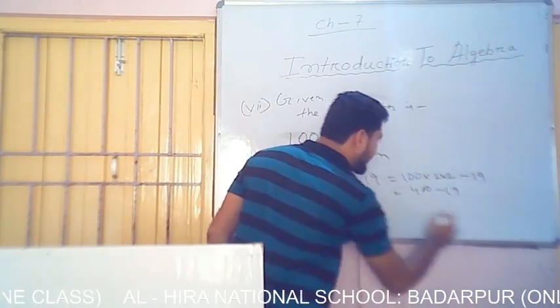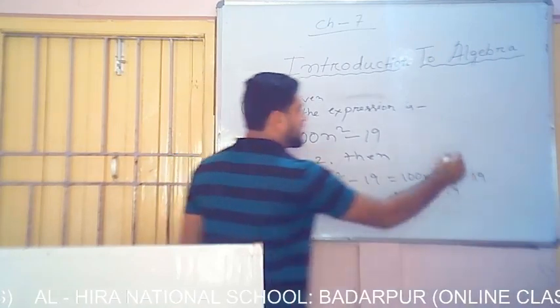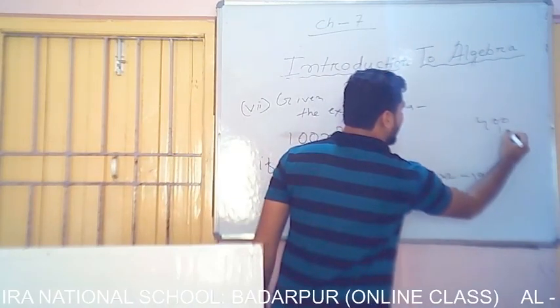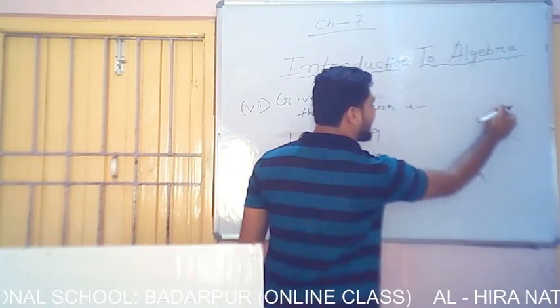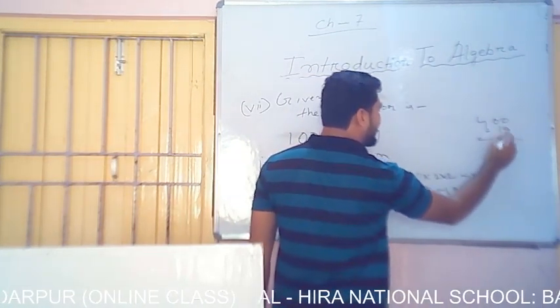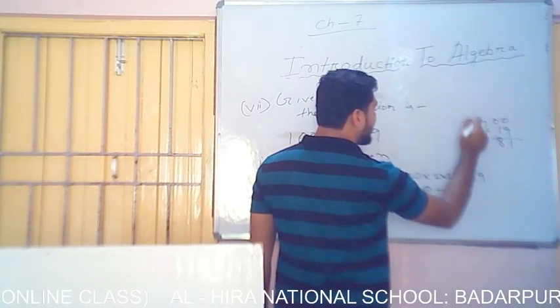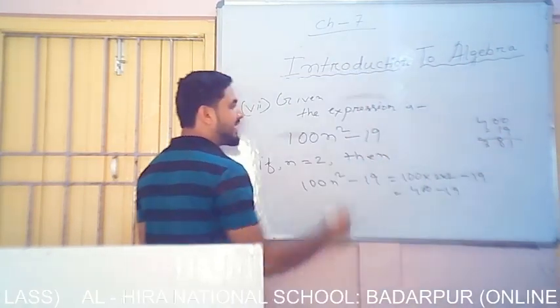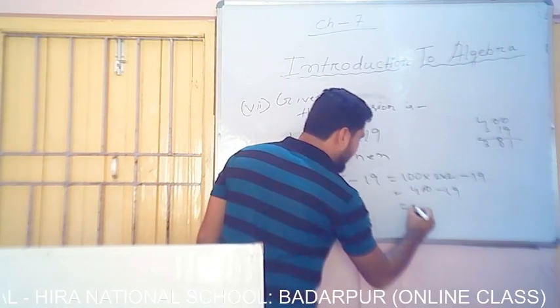400 minus 19. If you subtract 400 minus 19, if you take here 1, then 10 minus 9 equals 1. Here remain 9. 9 minus 1 equals 8, and here remain 3. I have taken 1. So 381.